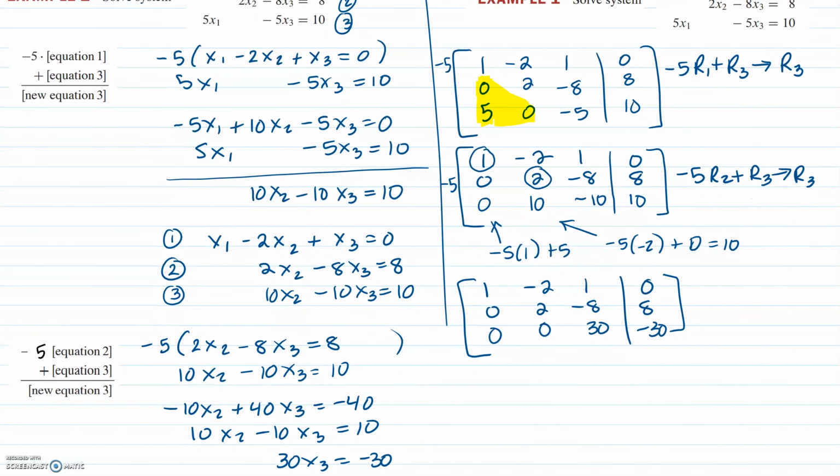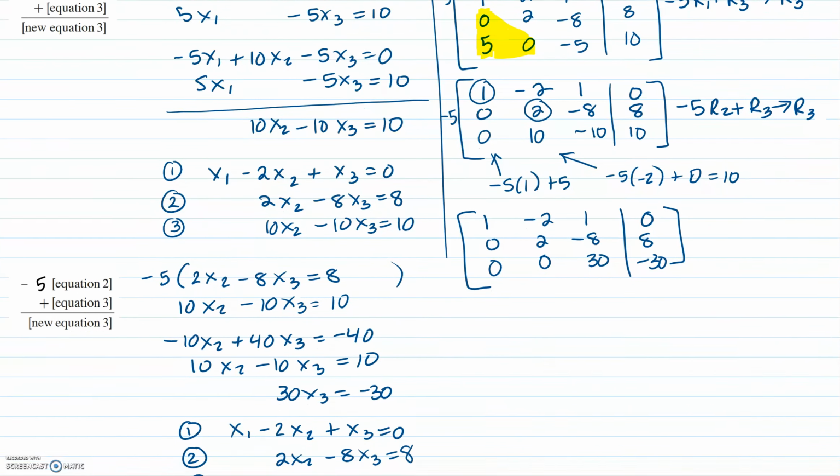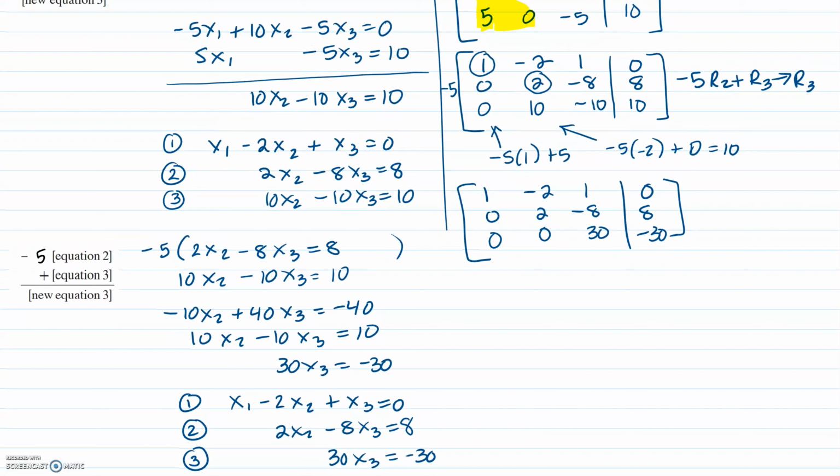And you can see here, that's exactly what we got. We look at our three equations now. It's exactly what we got here on the left. We can stop here now and go for back substitution because we got our triangle worth of zeros.